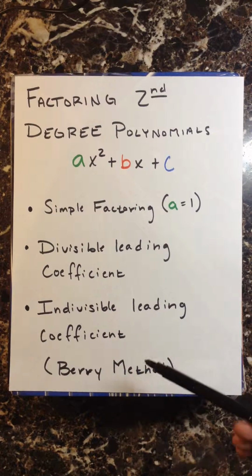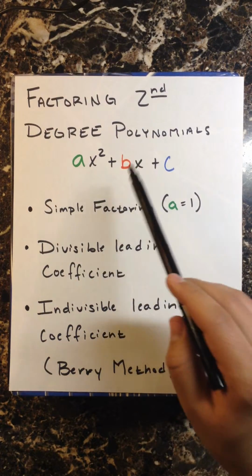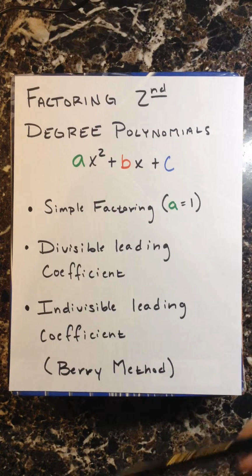Third, we'll look at what do we do when that a in front won't divide evenly into b or c. Now we call it an indivisible leading coefficient, and for that we have to use something that we call the Berry method. So let's jump into it.